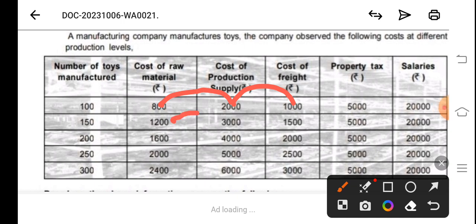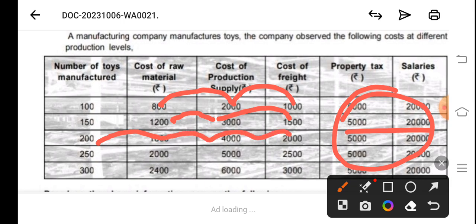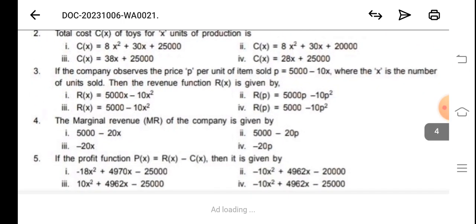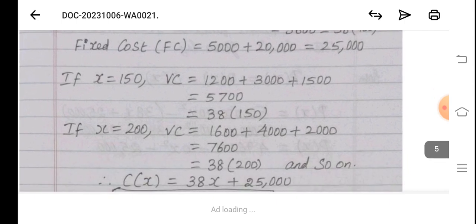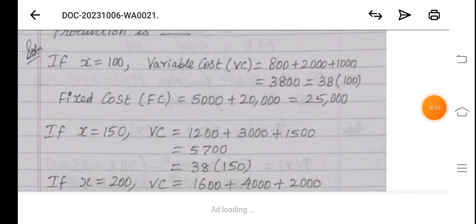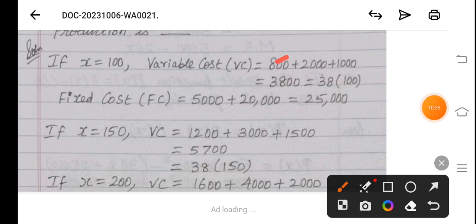800, 2000, 1000. These are all variable costs for 100 toys manufactured. For 150 toys, 1200, 3000 and 1500. These are variable costs. Anyway, fixed cost is 20,000 plus 5,000, 25,000. That is common for all, no change. Only as the number of toys manufactured changes, these three are going to change. So if x is 100, variable cost is 800 plus 2000 plus 1000 equals 3800. We may write it as 38 into 100. Fixed cost is 25,000. One time only we can write it. Anyway, that 25,000 is common for all.